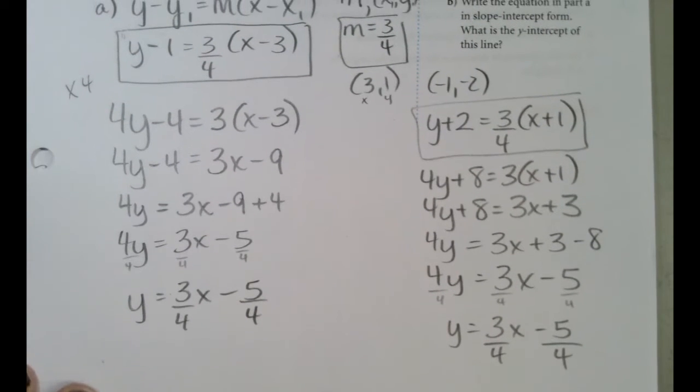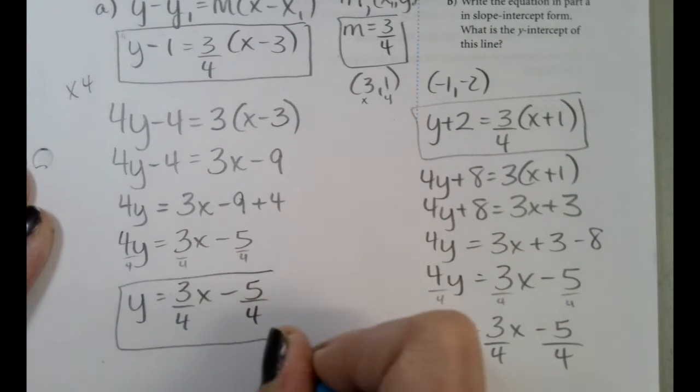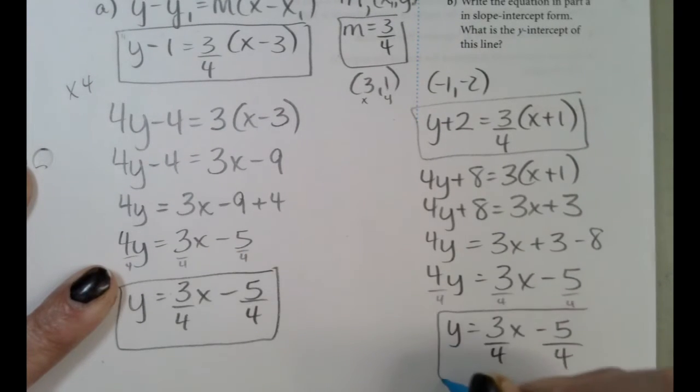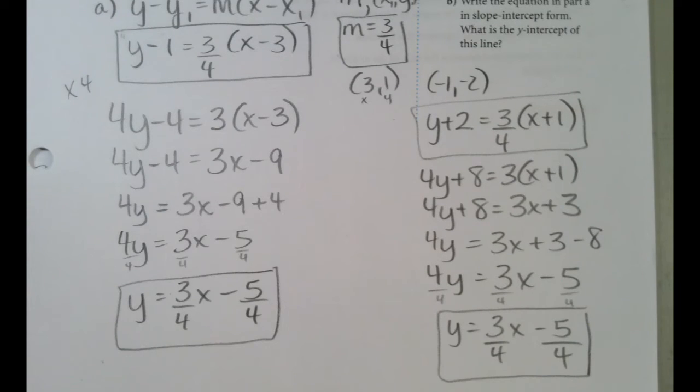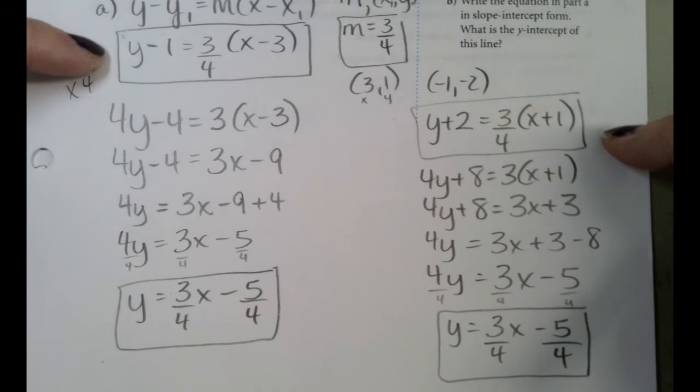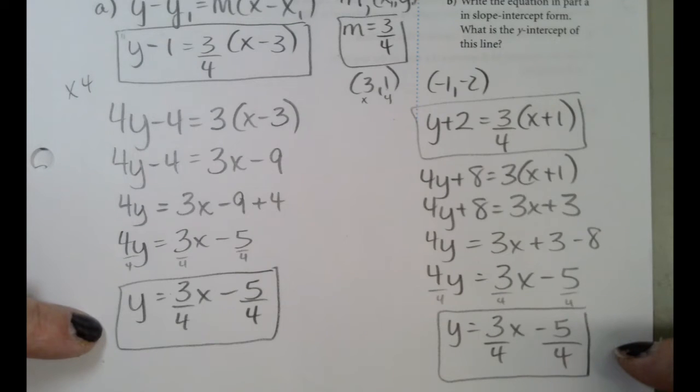So it didn't matter which coordinate I picked. In the end, one of the reasons why they ask you to get the other form is so that you get the form that all the equations will turn into. So these ones are unique, depending on what coordinate point you pick, but your y equals mx plus b form is always the same.